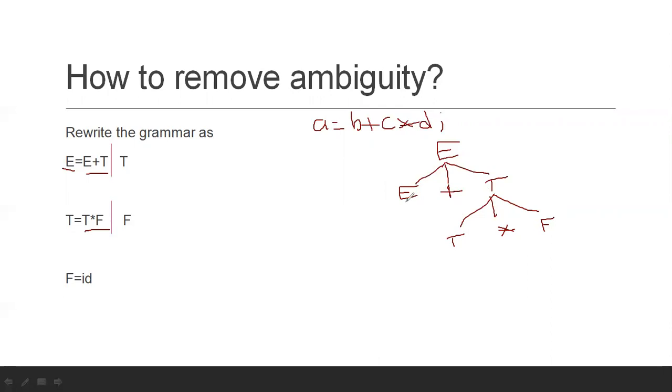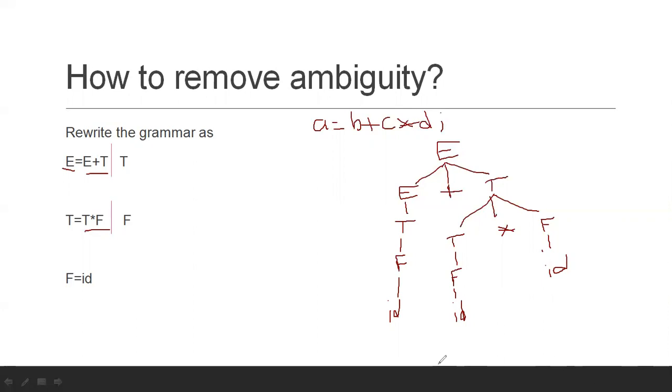Now, what is to be generated for this E? For this E, T. What is for this T? For this T, F. And what is for this F? For this F, we generate ID. Okay. So this T will give F and F will give ID. But this F will give ID. Okay. Now, just tell me, is there any other possibility of tree? Obviously no, because the grammar is written in such a way that there is no ambiguity present.